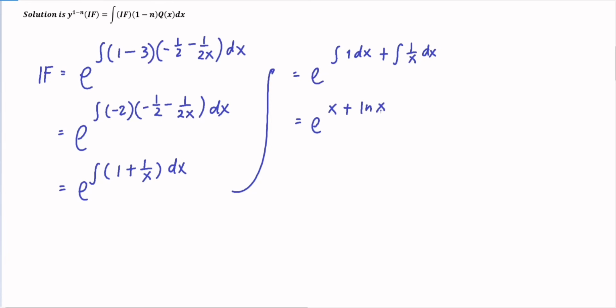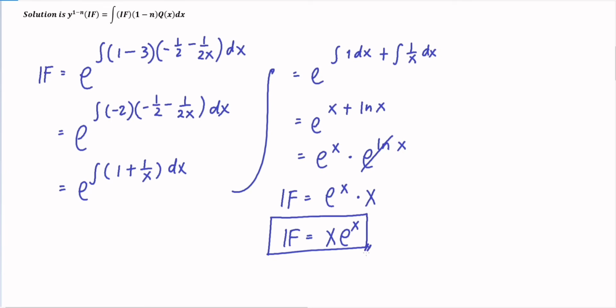Okay? After that, since this is addition in the exponent, we can rewrite it as multiplication using the log property. We can rewrite it as e raised to x multiplied by e raised to ln x, which is equivalent to x plus ln x: same base, then multiplication. The e and ln cancel for this. So, our integrating factor would be e raised to x multiplied by x, or simplified, x e raised to x. So, this is our integrating factor.